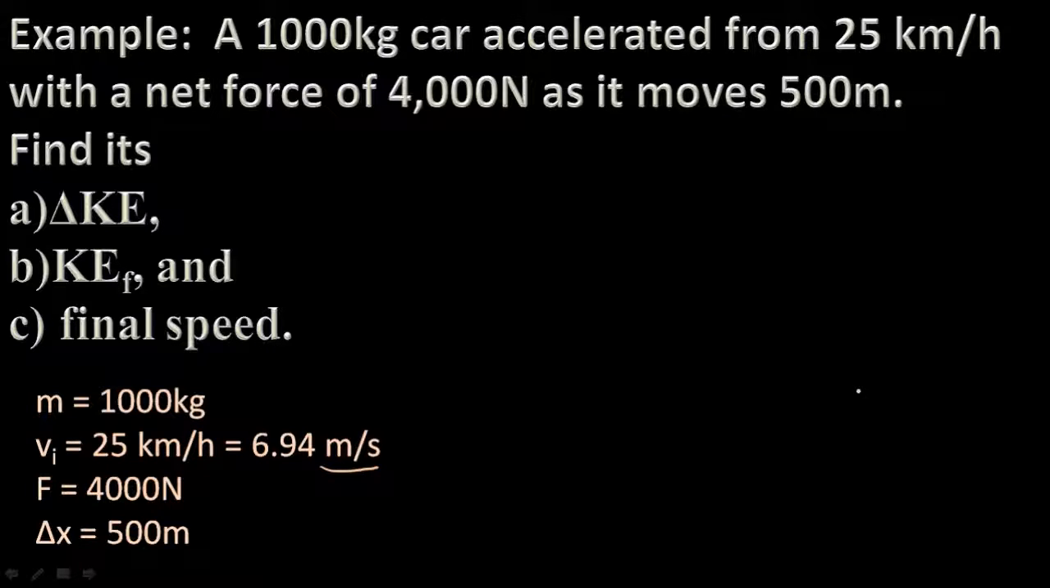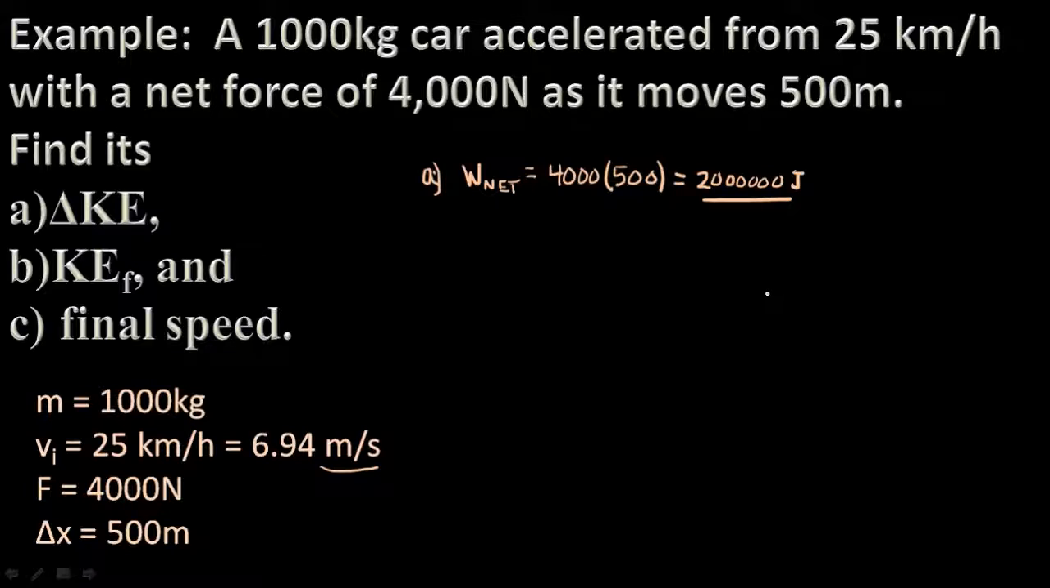Let's work our way through each part of the problem. Part A, the change in kinetic energy. Well, the thing to remember is what we just learned. We had a formula that said that the net work is equal to the change in kinetic energy. Well, the net work is just the net force, which is 4,000 newtons, times the displacement, which is 500 meters. Note that the road is pushing the car forward, so it is parallel. We don't have to worry about cosine of theta. And so our answer is going to be, well, we got 20, and then we've got 5 more zeros. And it looks like the answer is going to be 2 million joules.